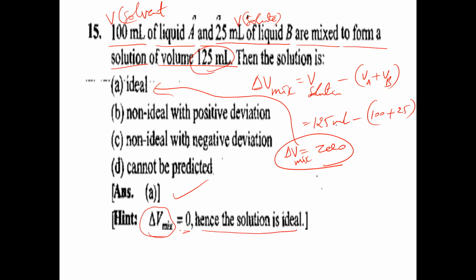And whenever delta V mixing is 0, delta H mixing also will be 0. Delta H mixing means the enthalpy change of mixing also will be 0. So enthalpy of mixing is 0 and delta V mixing is 0. Whenever we get this, we have an ideal solution.